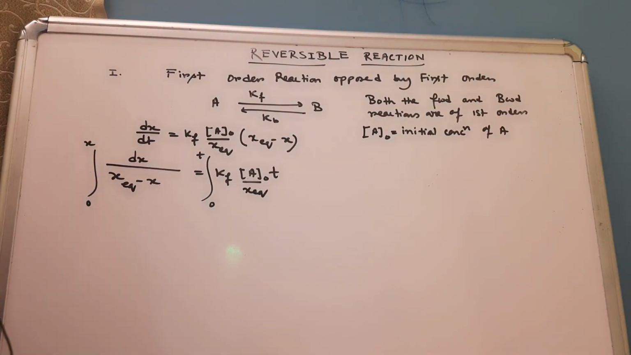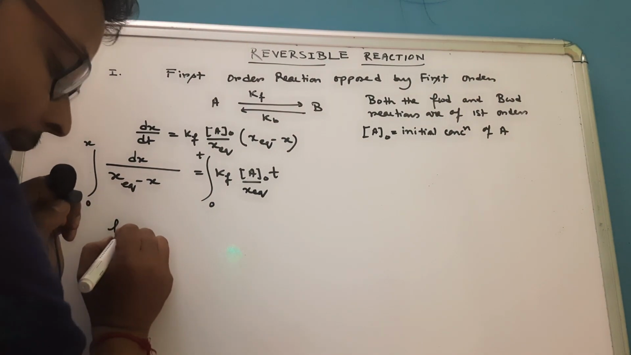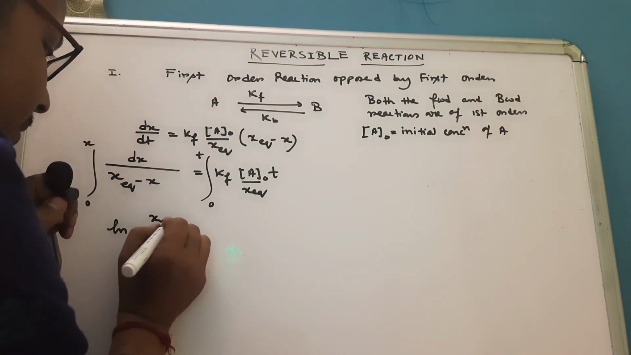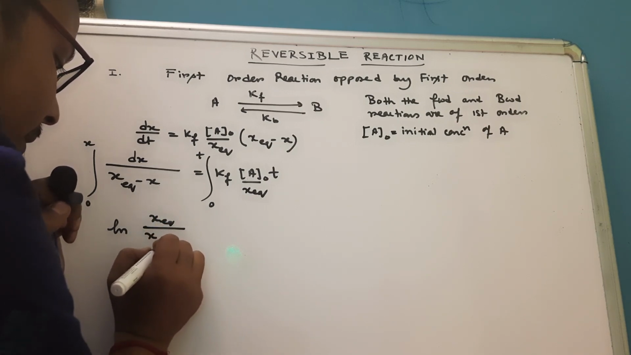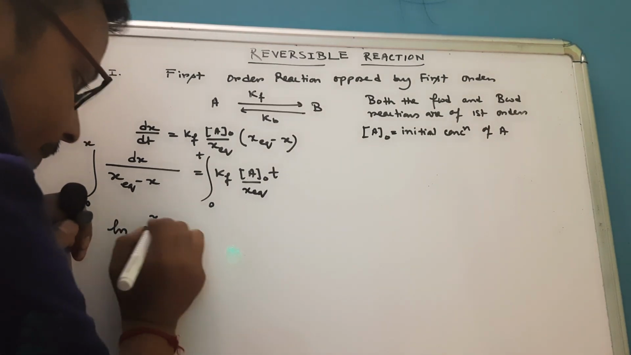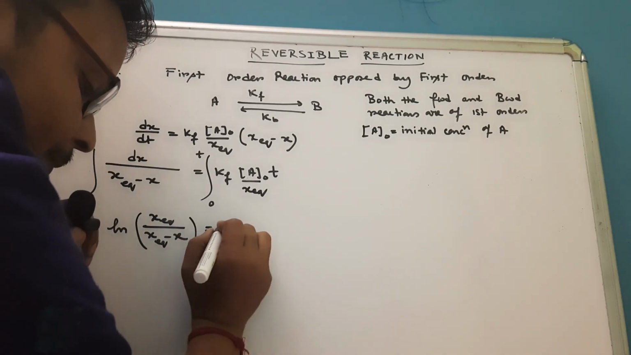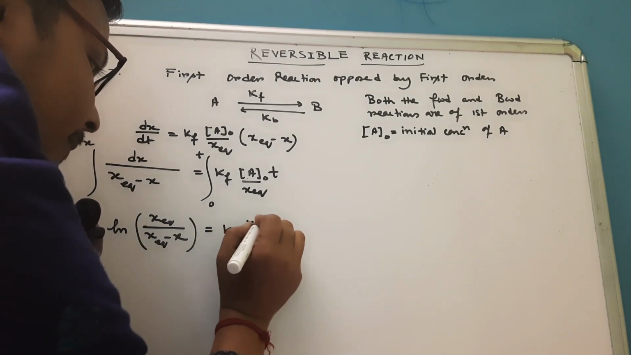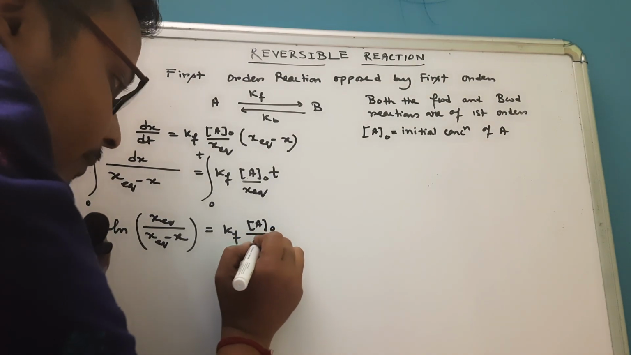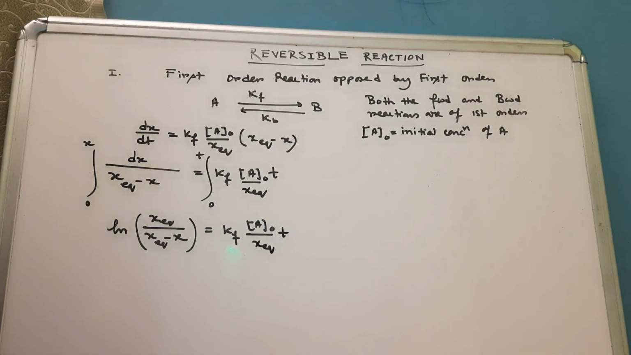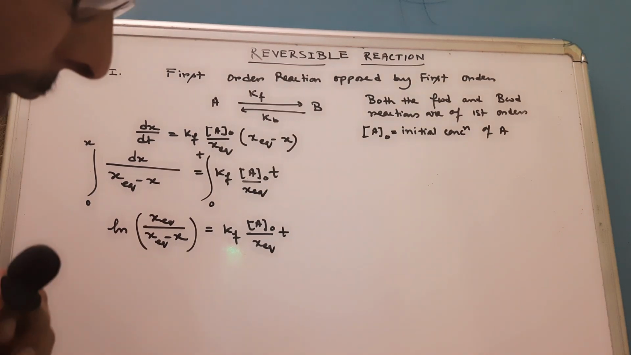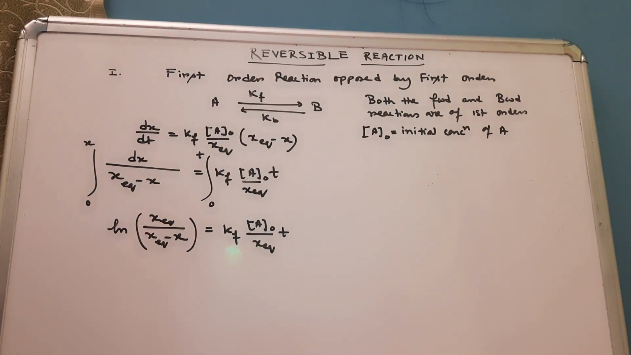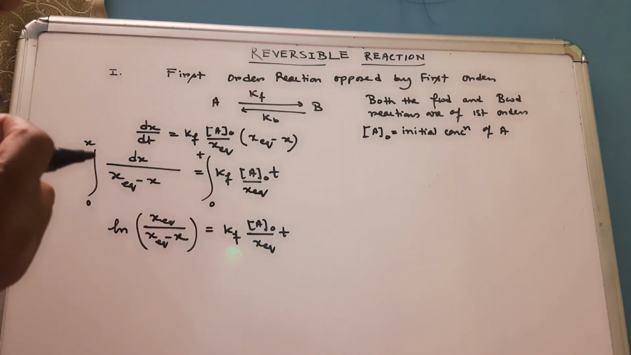So after integration it gives ln of x equilibrium by x equilibrium minus x equals Kf A0 by x equilibrium into t. So it can be used to determine the value of Kf from easily measurable quantities. These quantities are easily measurable, that is A0, x equilibrium, etc.